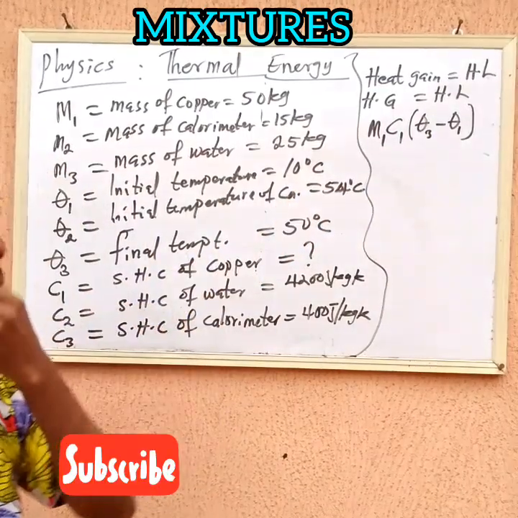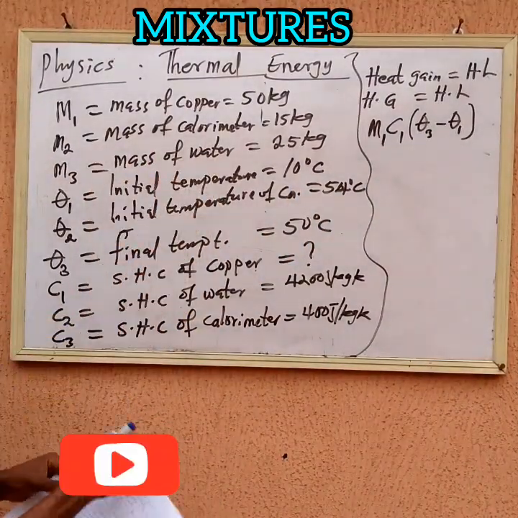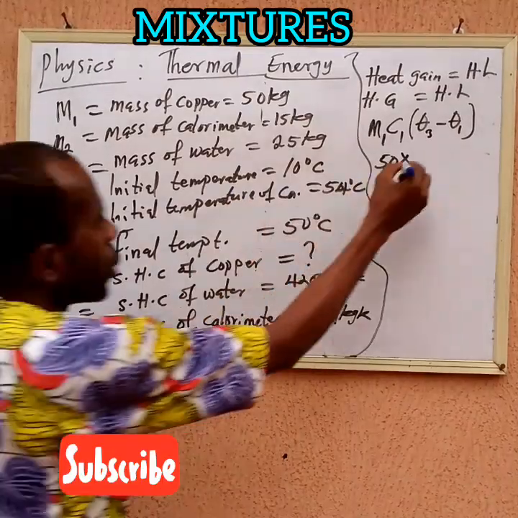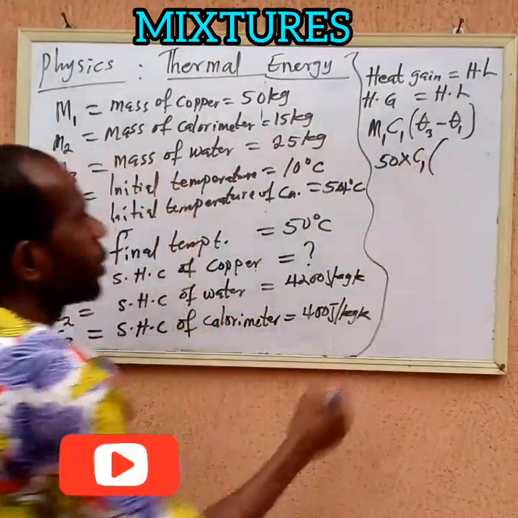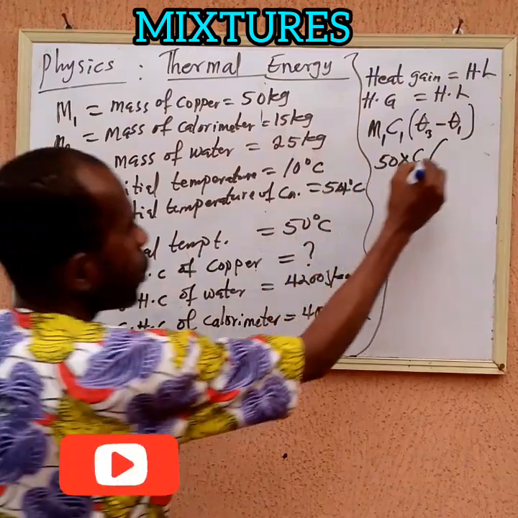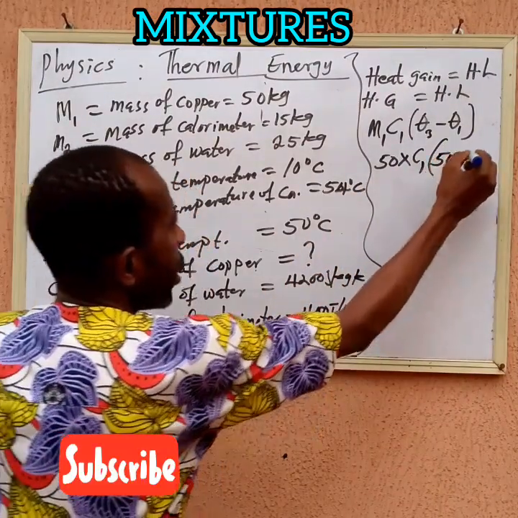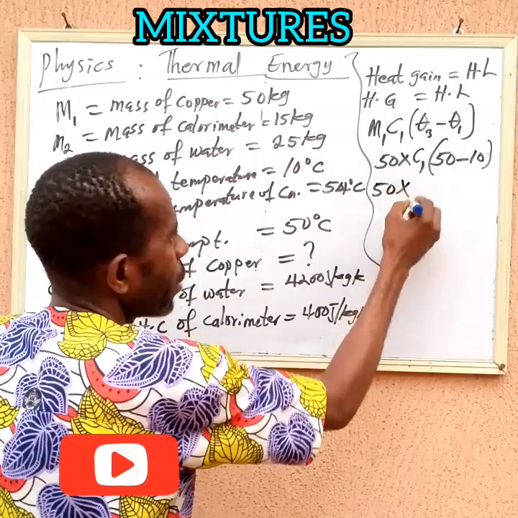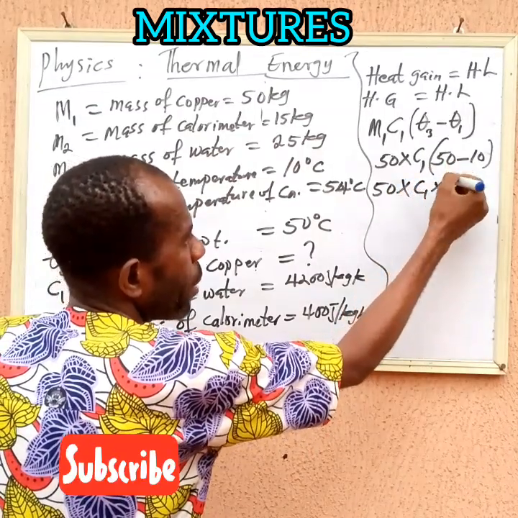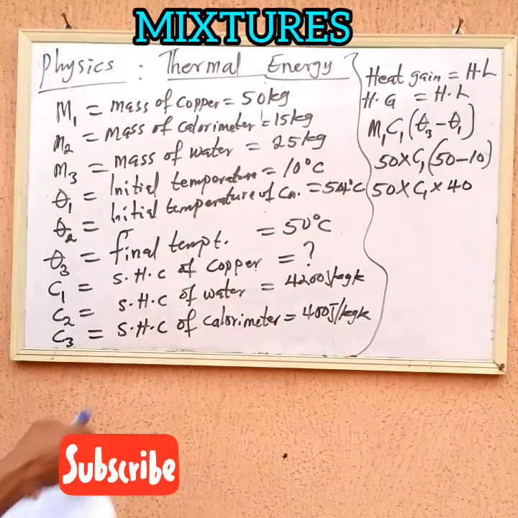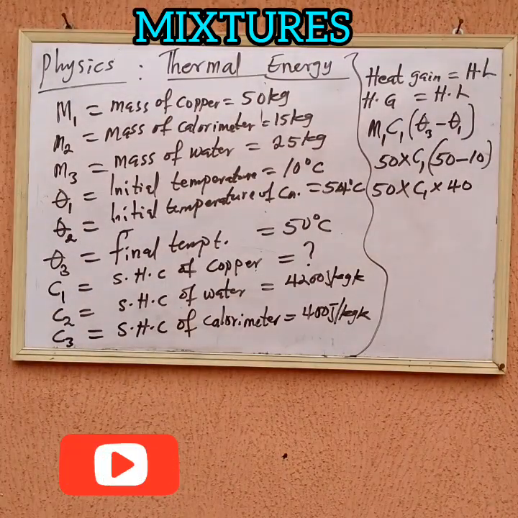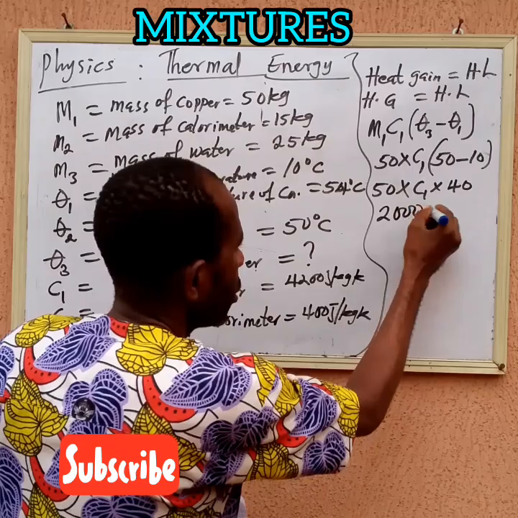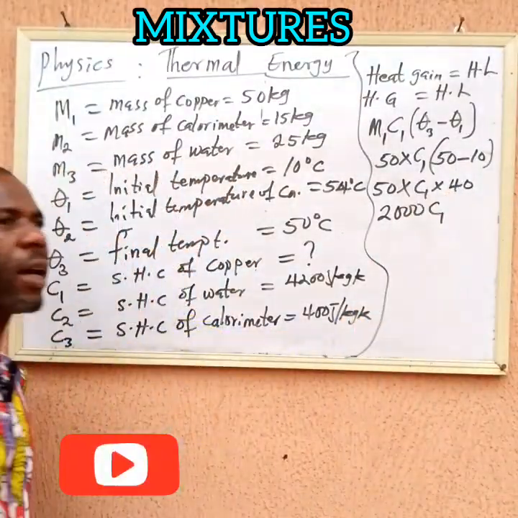So let us calculate it from here. The mass there is 50, so 50 times, okay? Now, what is the specific heat capacity? We don't know. That is your C1. Then, our theta 3 is 50, so 50 minus 10. That is going to give you 50 times C1 times (50 minus 10). 50 minus 10 is 40. Now 50 times 40 is going to give you 2000. So this is 2000 C1. So this is your heat gain.